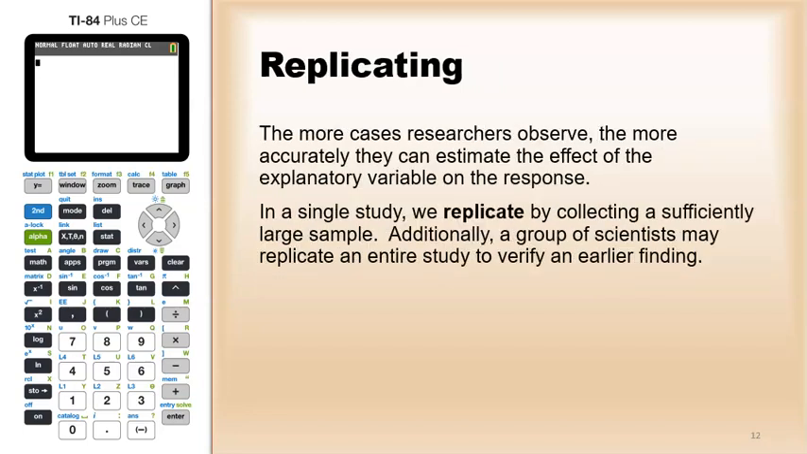Replicating. Essentially, replicating means sample size. So the more cases researchers observe, the more accurately they can estimate the effect of an explanatory variable in the response. That is, the larger the sample, the more accurate your study tends to be. So in a single study, we replicate by collecting a sufficiently large sample. Additionally, a group of scientists may replicate an entire study to verify an earlier finding.